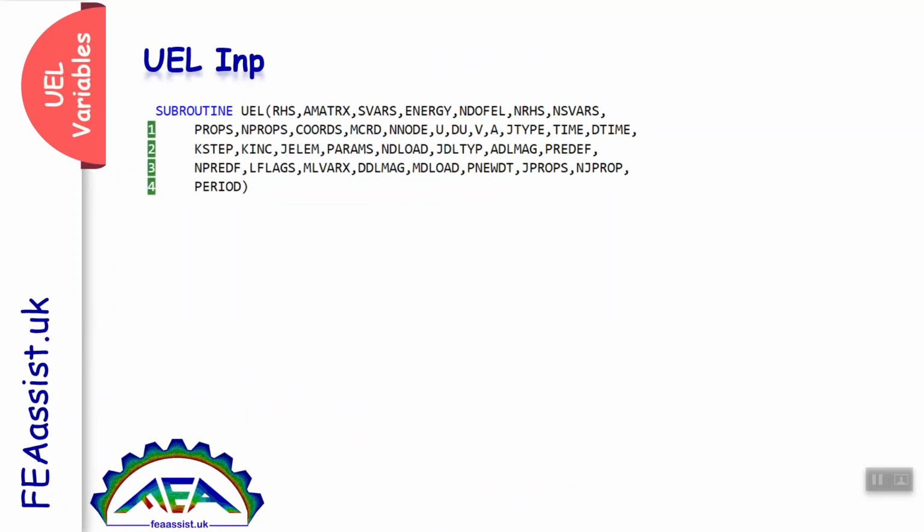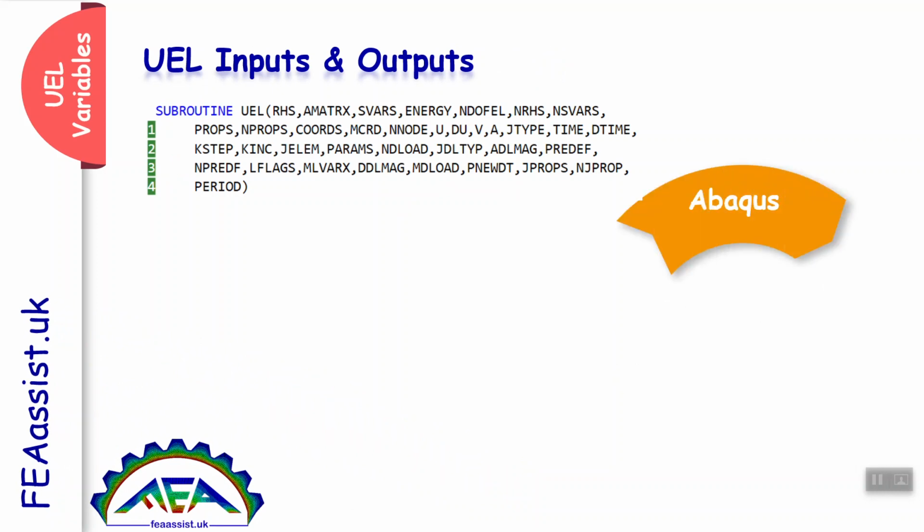UEL variables. UEL has some variables. Some of them are inputs. We need to get those inputs, process them, and export them as outputs to Abaqus. In other words, Abaqus computes some variables, which are the displacement of the points, the derivative of displacement of the points, the velocity of the points, and the coordinates and position of the points.